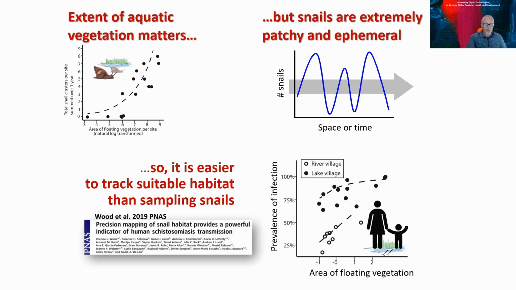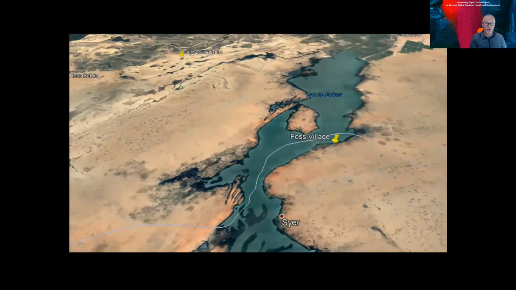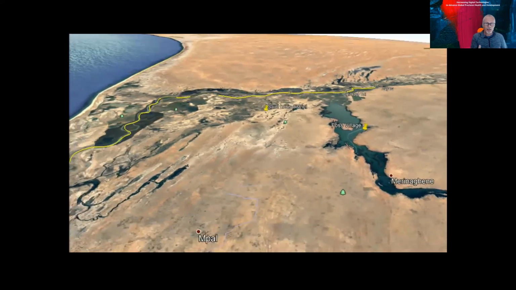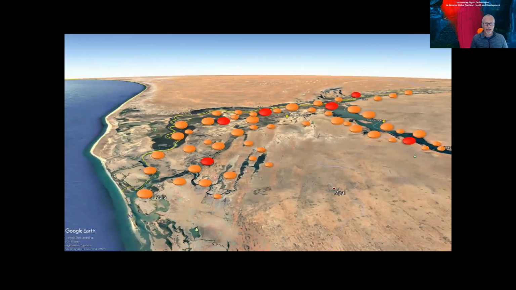And the relationship between the area of floating vegetation and prevalence of infection is robust enough to understand, just by looking at drone imagery, whether the site is a high transmission site or a low transmission site. So this has been great, because then we know what we can do in a single village. But the problem, as Manisha was saying before, is what happens when we scale up.